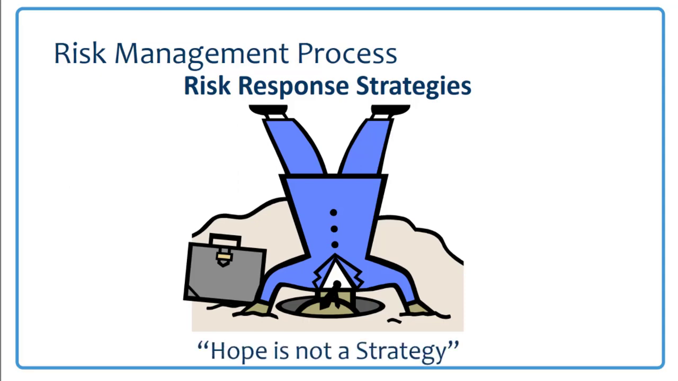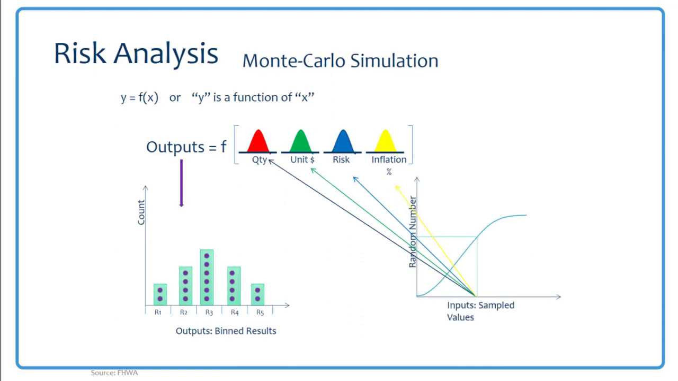And finally, hope is not a strategy. You can't assume that nothing is going to happen on the project and hope for the best. You can hope for the best, but you can't expect the best always. Okay, please note that with any of these response strategies, you'll need to reassess each risk and determine what the new probability and impact will be, and then you'll rerun the model.